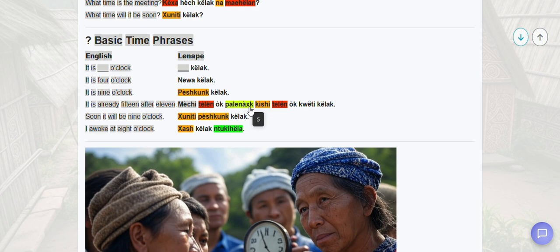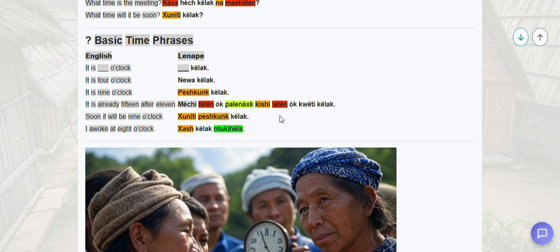So already 15. Keshi means after in this context. So 10. Telun ok kweti këlak. So kweti means 1. Telun ok kweti is 11. And then këlak. So telun ok kweti këlak, 11 o'clock. Kishi after. So mechi telun ok palenach kishi telun ok kweti këlak. It is already 15 minutes after 11.